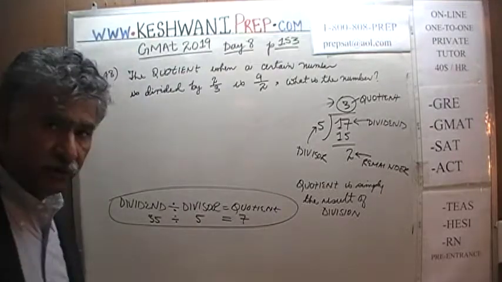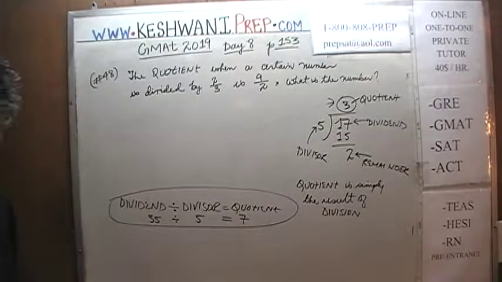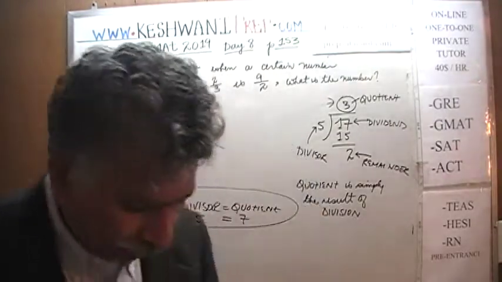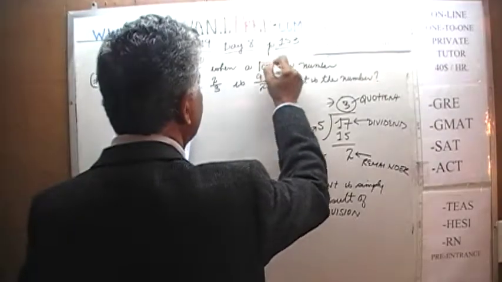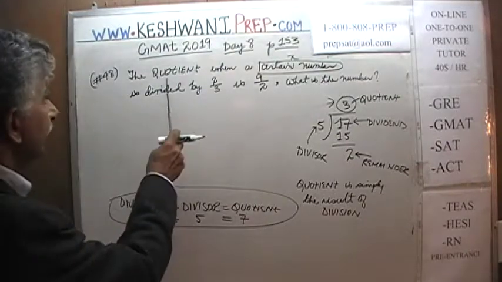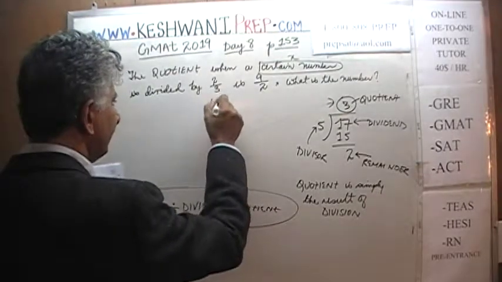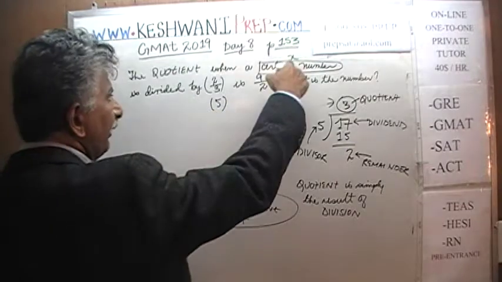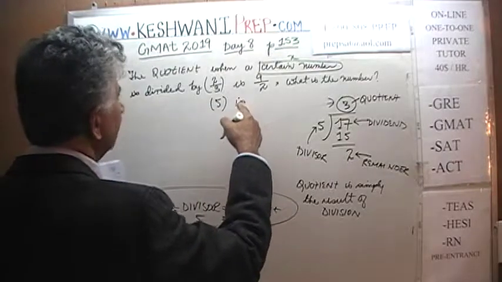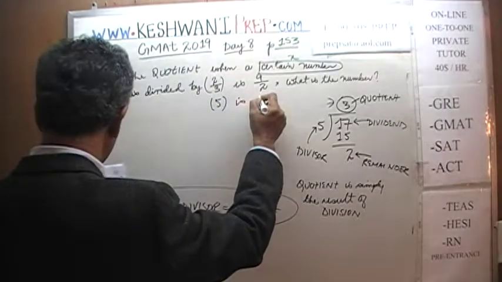Enough said. What we're going to do here is put in something simple and see how it works. It says, the quotient when a certain number, let's call this certain number x. Instead of calling it a certain number, we're just going to call it x. So now the problem reads, the quotient when x is divided by 5, let's replace this 2/3 by 5, is, let's say, 7.